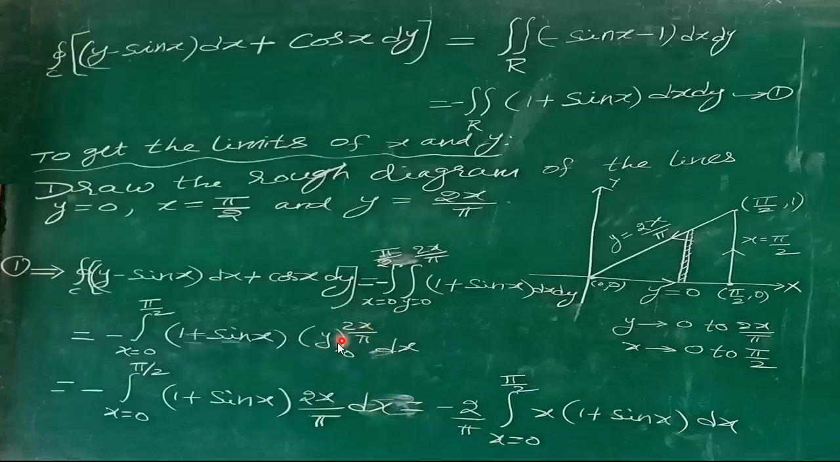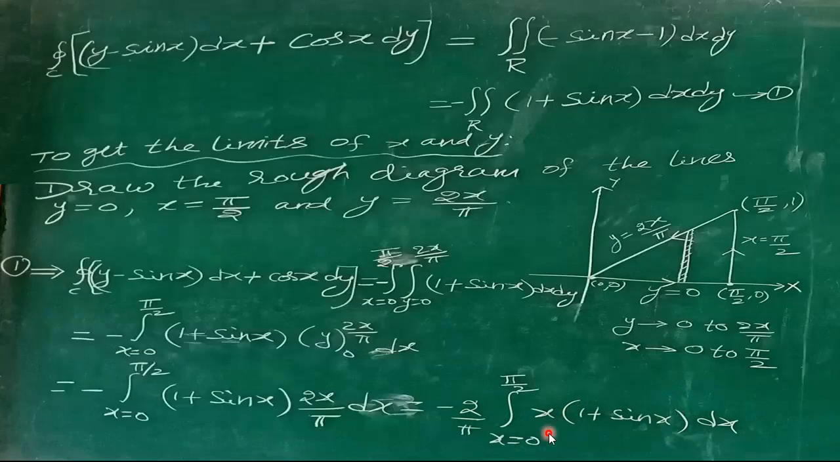Now substitute the upper limit here. What will you get here? 2x by pi. If you substitute the lower limit, minus 0. So 2x by pi minus 0 means 2x by pi into dx. Here 2 by pi is a constant, keep it outside. Integral x is equal to 0 to pi by 2 of x into (1 plus sin x) dx. Now we have to integrate this one with respect to x.